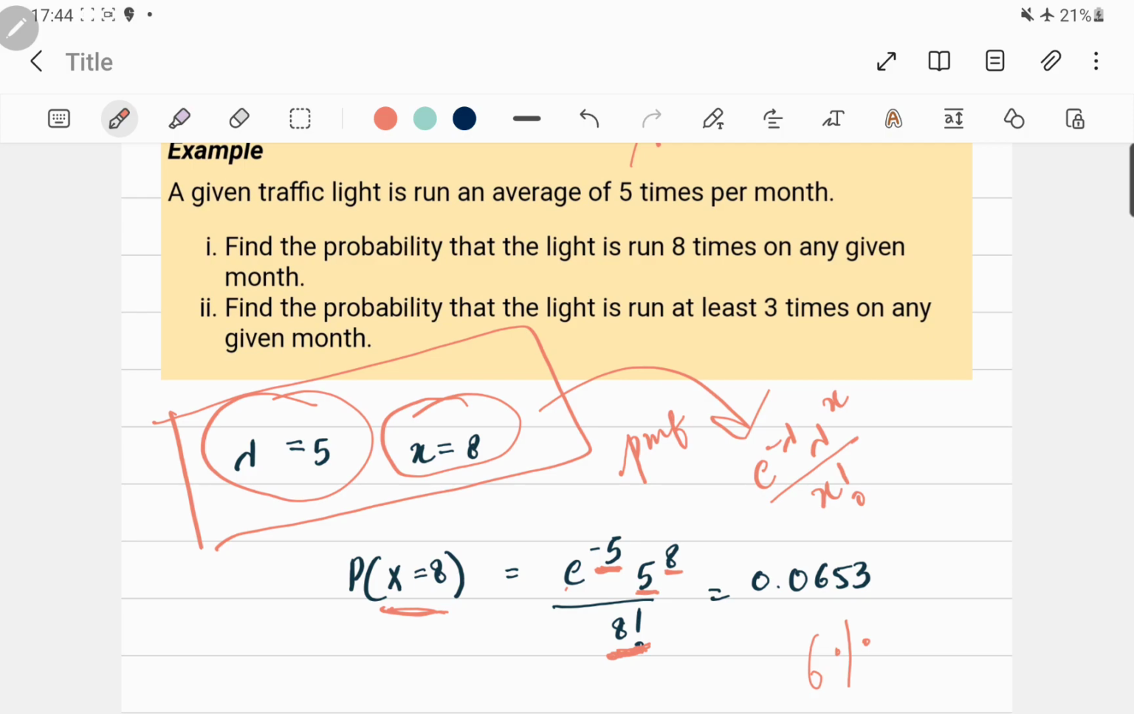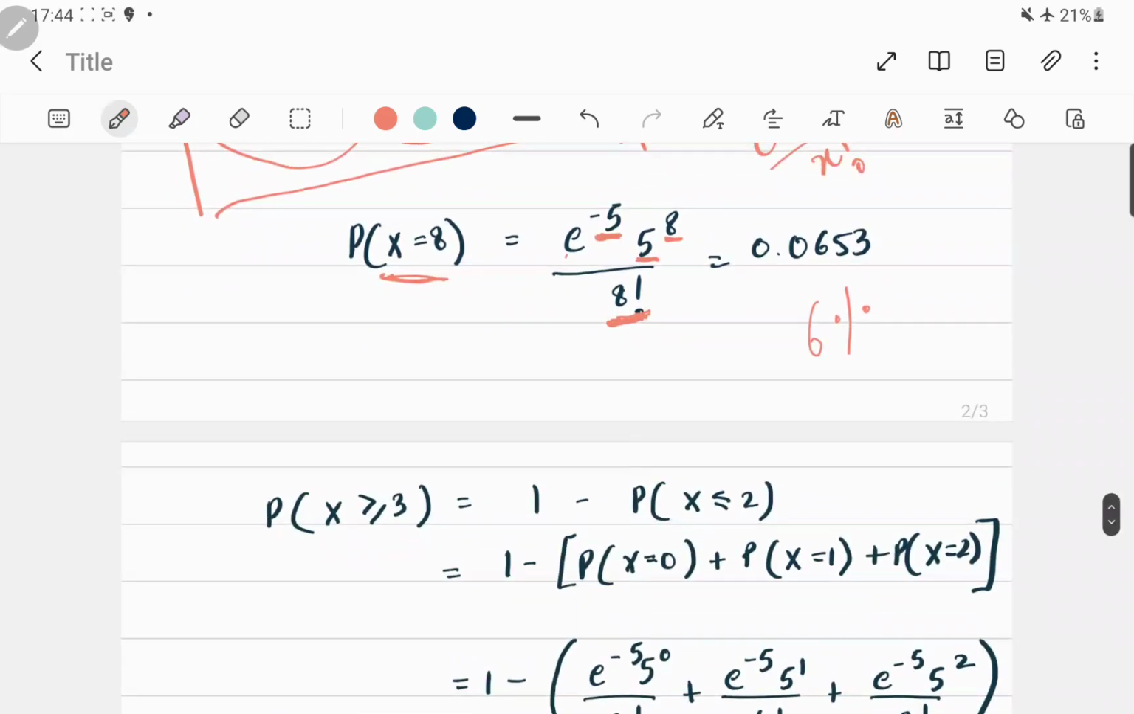Okay, now next is find the probability that the light is run at least 3 times. So at least 3 times or more. So whenever we talk about at least 3 times, basically it says probability that x is greater than or equal to 3. Okay, at least 3 means 3 or more. Okay, let me clear that. At least 3 actually means 3 or more.